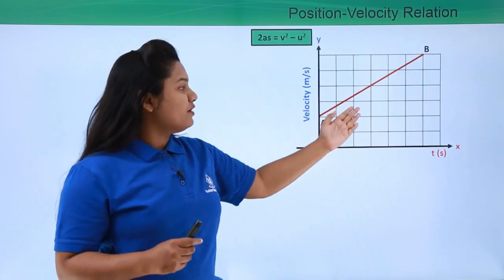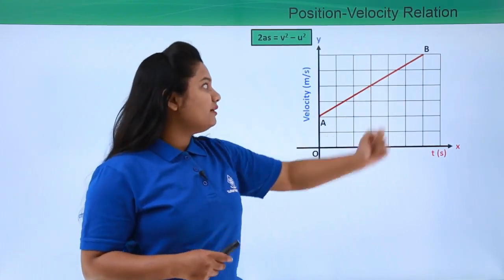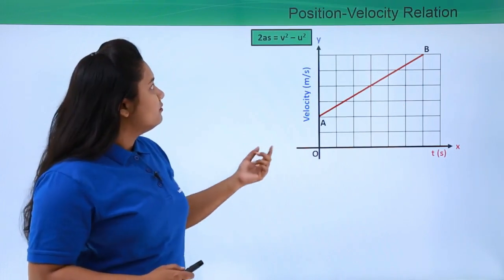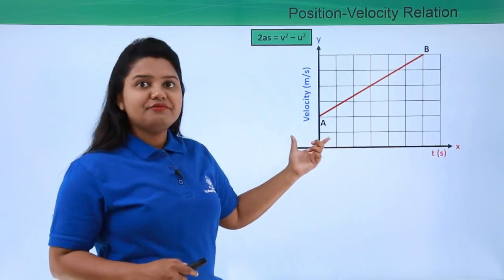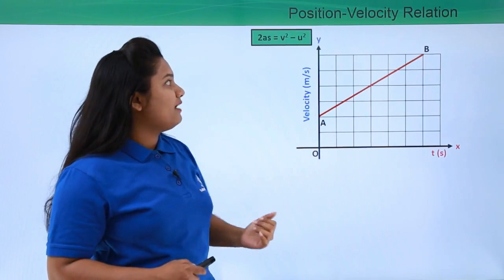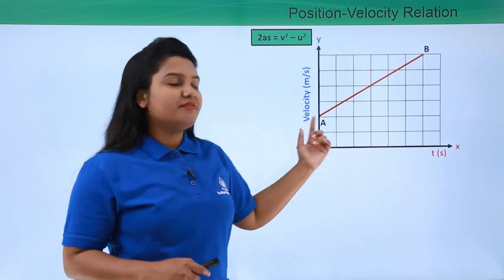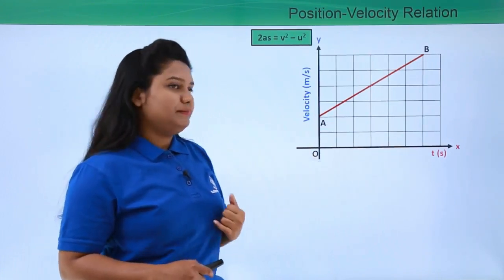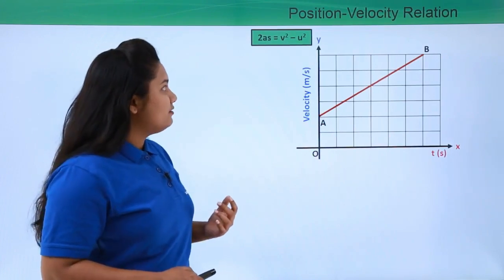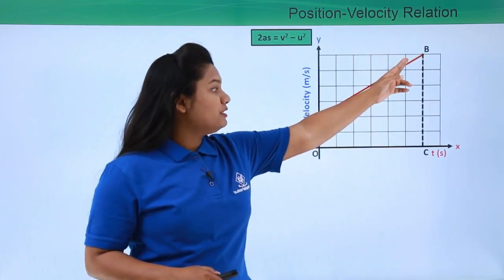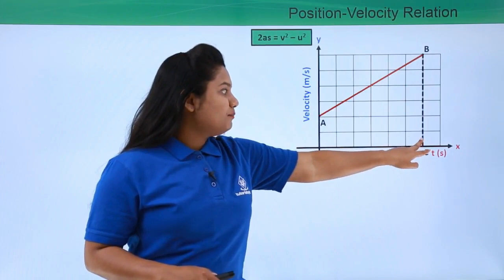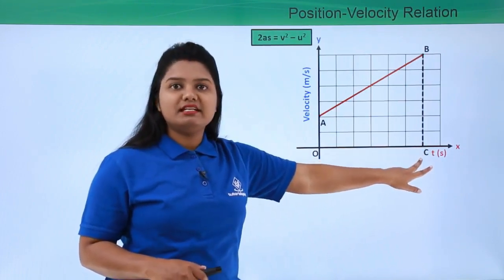So here I have a velocity-time graph which is AB. Now, in order to derive this expression, we will be finding out the displacement of the body from point A to point B. For that, we will be drawing a perpendicular from point B towards the x-axis, and the point where it touches the x-axis, let it be C.